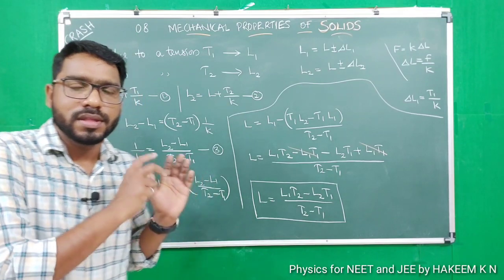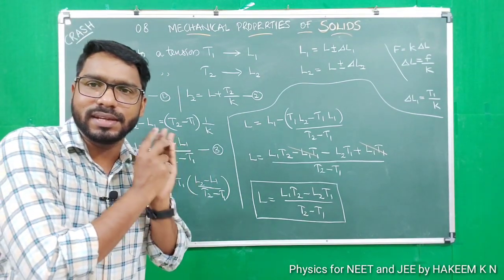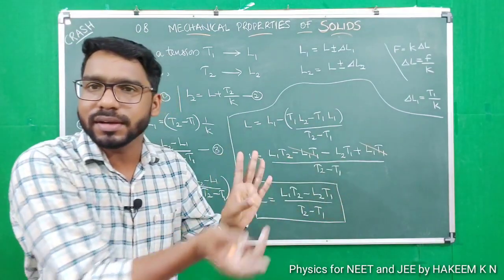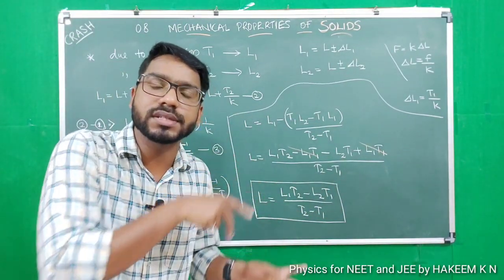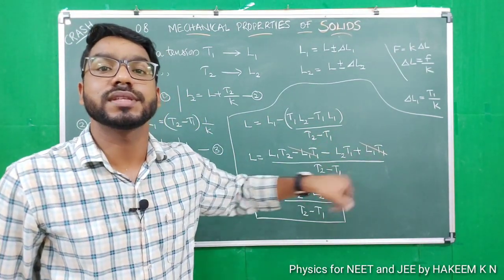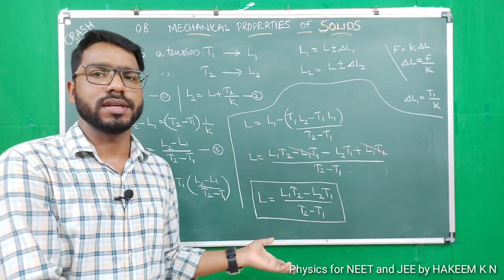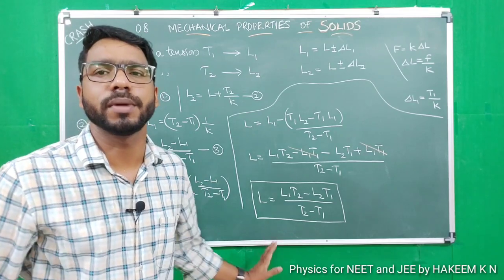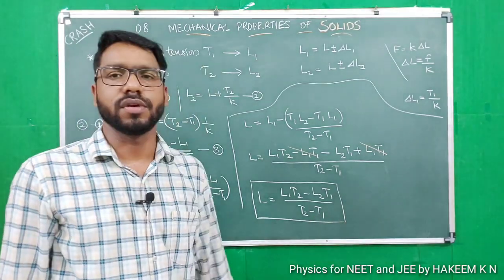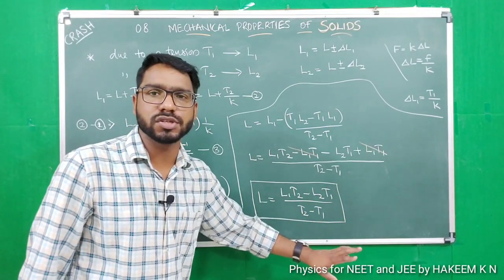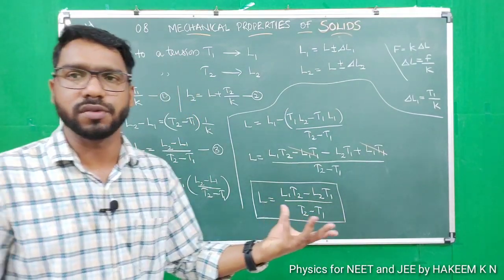Once more, the question is, at a tension T1, length of a wire becomes L1, and due to a tension T2, length of a wire becomes L2. Then what will be the actual length? Actual length is L1 T2 minus L2 T1 divided by T2 minus T1, or you can say L2 T1 minus L1 T2 divided by T1 minus T2. Actual length is always positive, right?